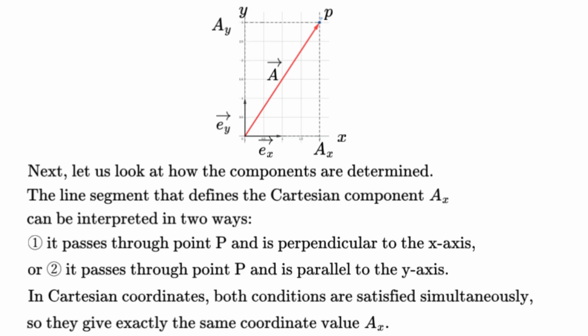Next, let us look at how the components are determined. The line segment that defines the Cartesian component Ax can be interpreted in two ways. It passes through point P and is perpendicular to the x-axis, or it passes through point P and is parallel to the y-axis. In Cartesian coordinates, both conditions are satisfied simultaneously, so they give exactly the same coordinate value Ax.